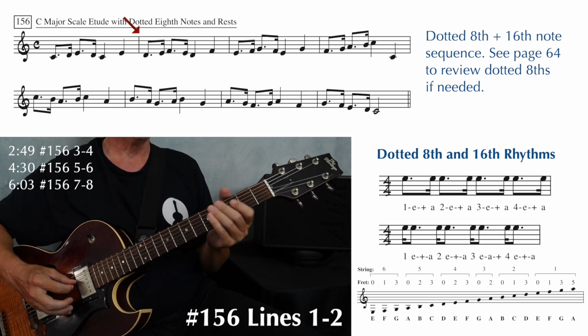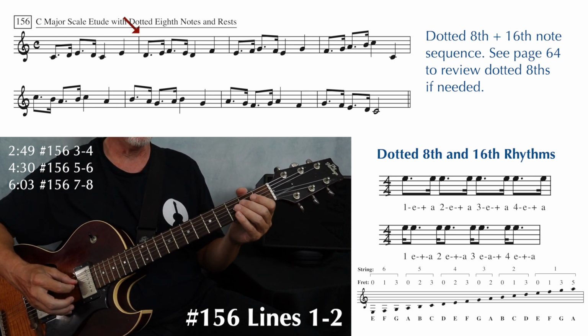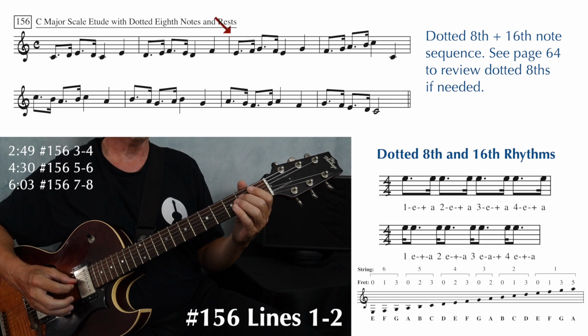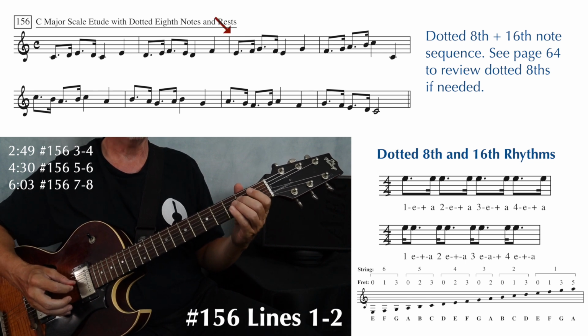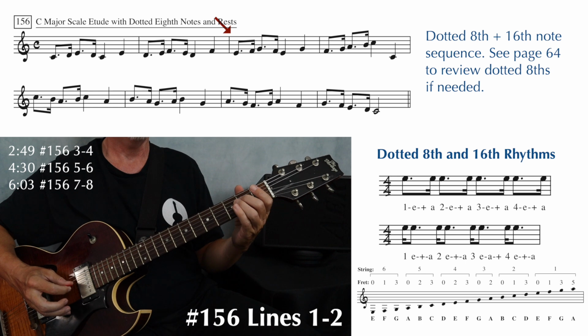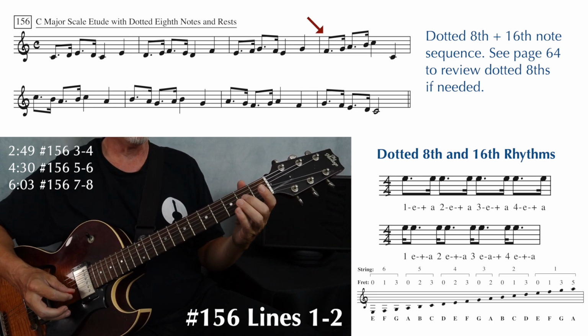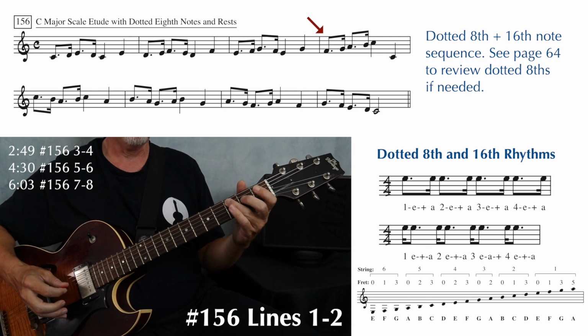Then we have the same kind of figure, just moved up a little bit, so we have a little sequence, same rhythm. 1E and a 2E and a 3, 4. Next measure, pretty much the same thing, just moved up a note. Then a little scale moving up, 1E and a 2E and a 3, then a low C.